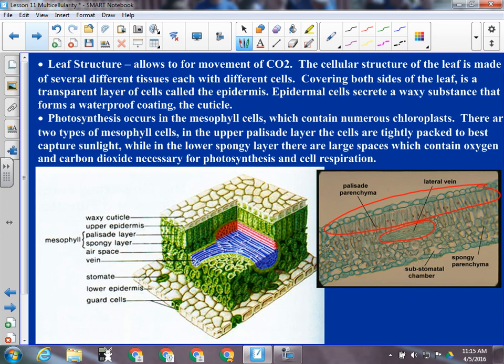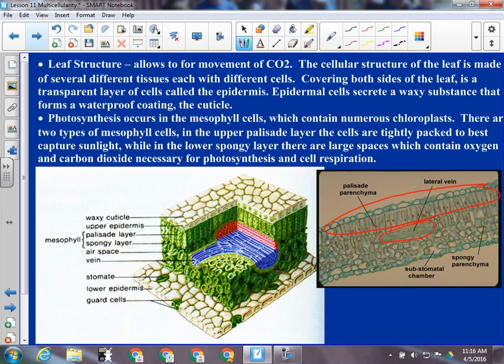Now, other layers to the leaf. This top layer above the palisade layer, you see all these oval or circular shaped cells. This is what we call the epidermis. The epidermis is like skin. We have an outer layer, we call it the epidermis as well. Its job is to secrete a protective layer of wax over the entire surface of the leaf.